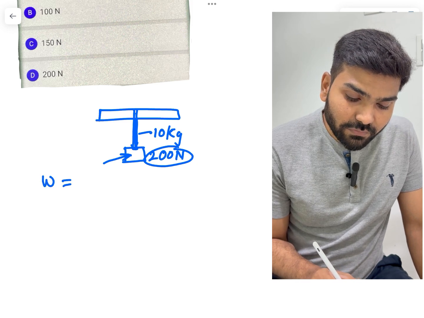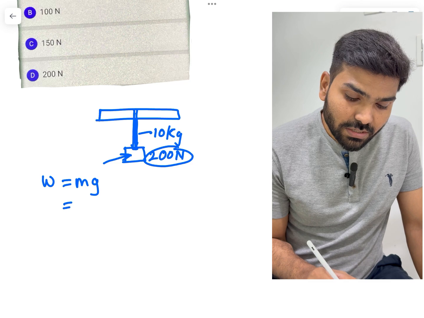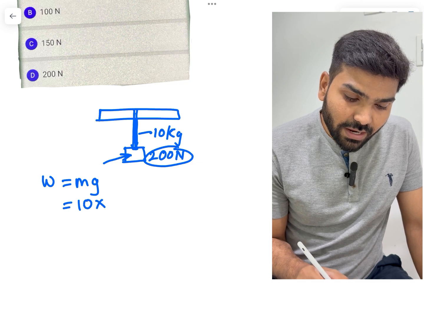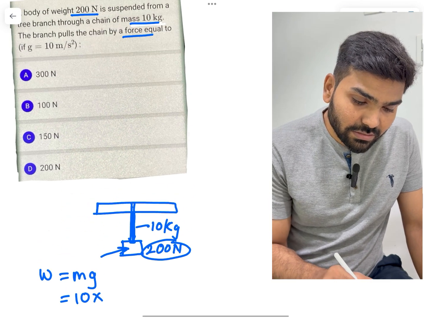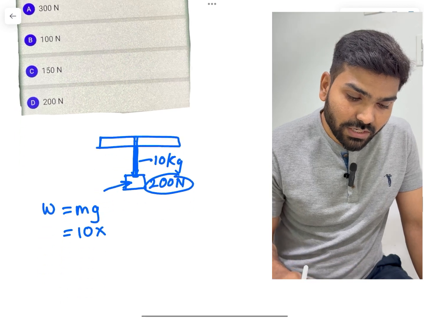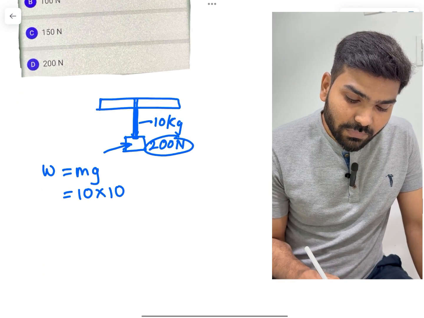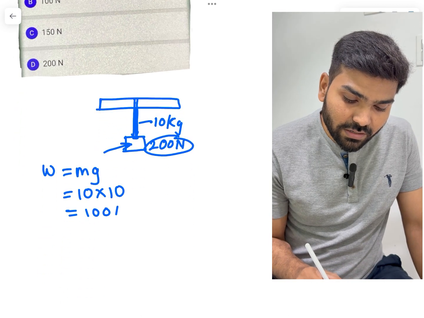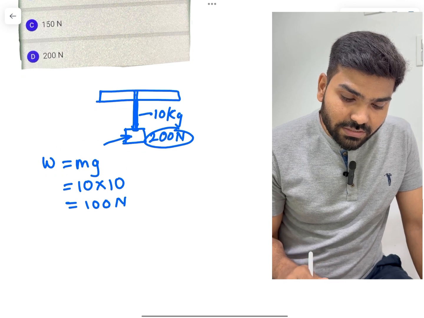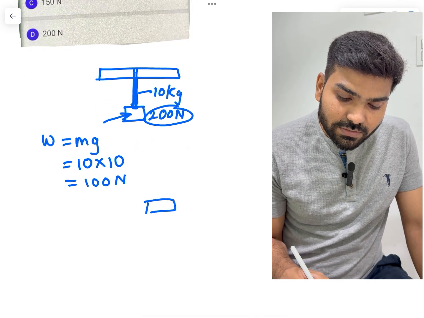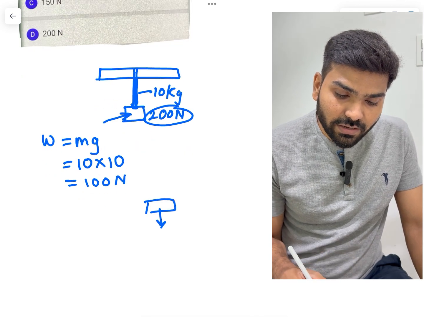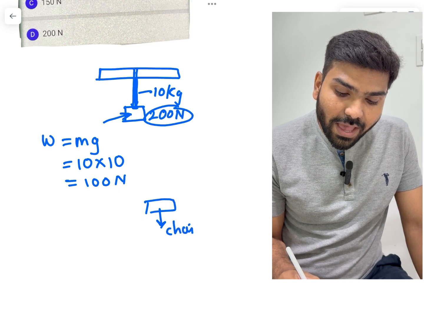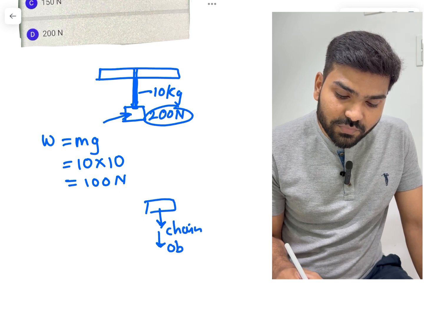So for calculating the weight of the chain, which is m into g, mass of the chain is given as 10, and the gravitational acceleration is given in the question itself to be taken as 10. So 10 meter per second square. Now this becomes 100 Newton. On the branch, if I draw the free body diagram, so branch पे नीचे के डायरेक्शन में एक फोर्स लगेगा, which is of the chain as well as of the object.